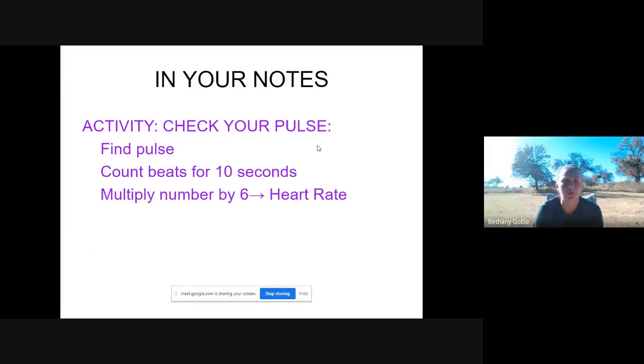So maybe you got to 8. Maybe you got to 12. I don't think anyone should really be below 8. Maybe you just didn't count a beat right. Maybe you got 12. Maybe some of you got 15 or 16. You're going to take that number and multiply it by 6. And that is technically what your resting heart rate is.